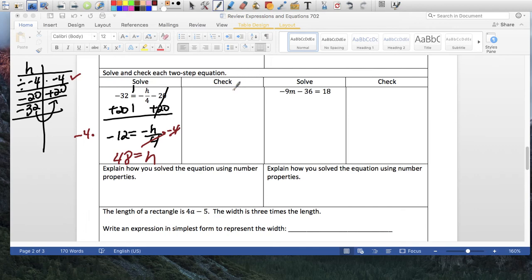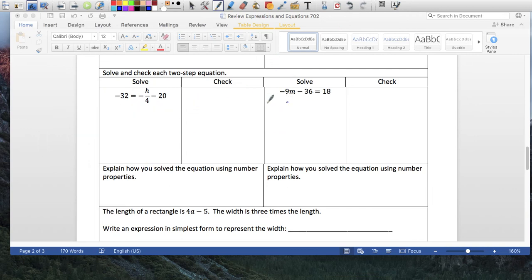Watch your check, please. Be extremely careful with your check. I have -32 on one side, and on the other side, this is what I have: -h over 4 minus 20. That minus sign belongs to the expression. So when I substitute, I'm replacing the h with 48. So that's what it should look like. -48 divided by 4 is -12, minus 20, -32. And -12 plus -20 is -32. I know this is correct.